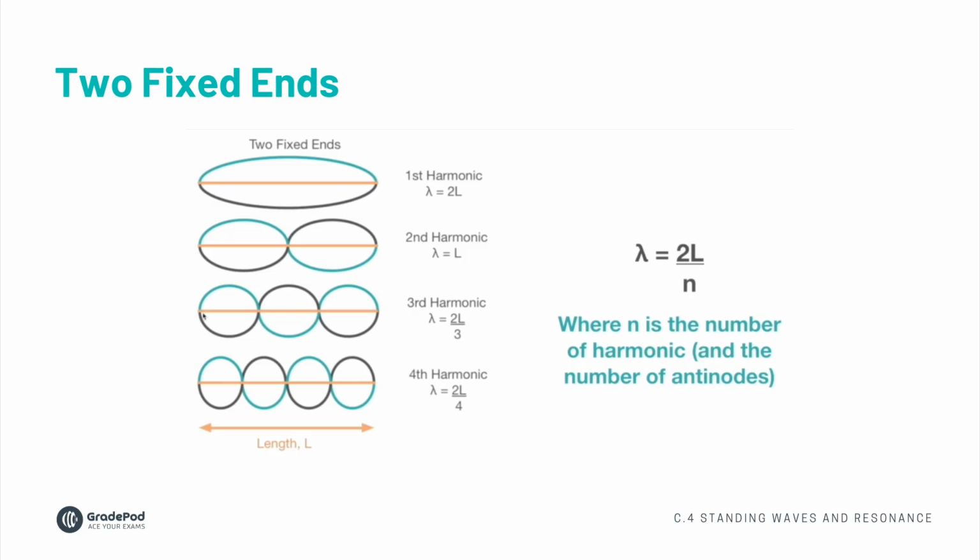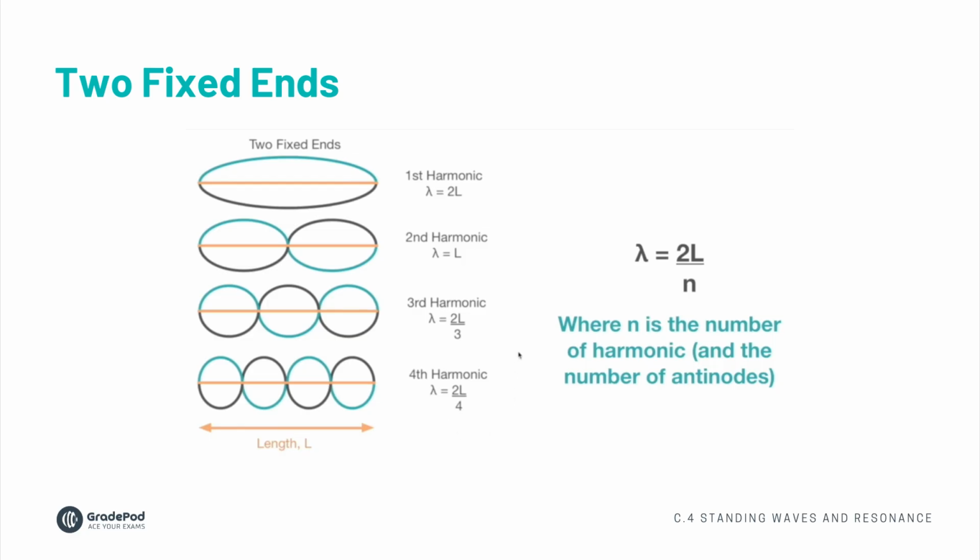The third harmonic is where we have 3 antinodes, and this length L is equal to 1 wavelength and a half. So it's equal to 3 over 2 wavelengths. And the fourth harmonic is where we have 4 antinodes, and you can see that there's 2 wavelengths here within that L. The wavelength is equal to 2L over 4, which is a half L.